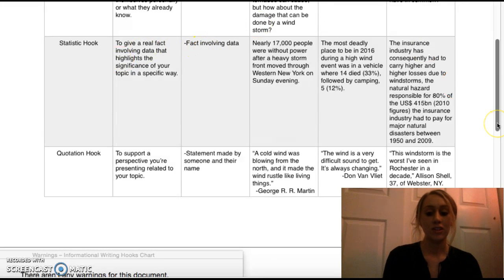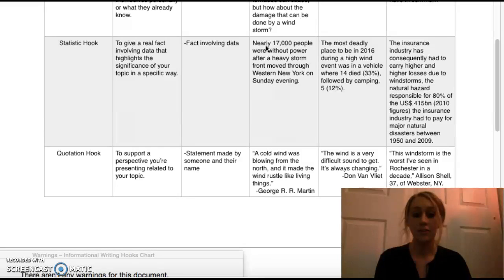Oftentimes when you're giving information, being able to back up that information with facts will add to your evidence and help your reader to believe the information that you're giving them more and help it to have more of an impact on them. And so this is one hook that is used very often in the informational writing genre. For example, if you were giving a fact involving data, nearly 17,000 people were without power after a heavy storm that moved throughout western New York on Sunday evening.